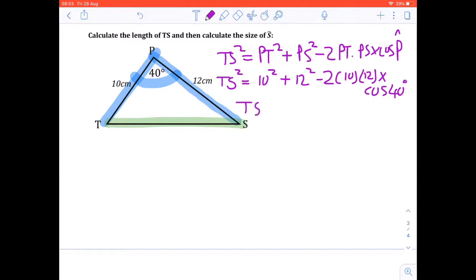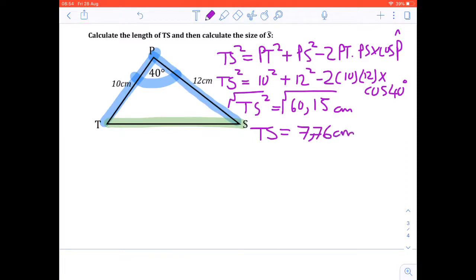If you put this into your calculator, 60.15 centimeters, and remember now that this needs to be square rooted because we want TS by itself. So if you square root that, you will then get 7.76 centimeters. So TS equals 7.76 centimeters.